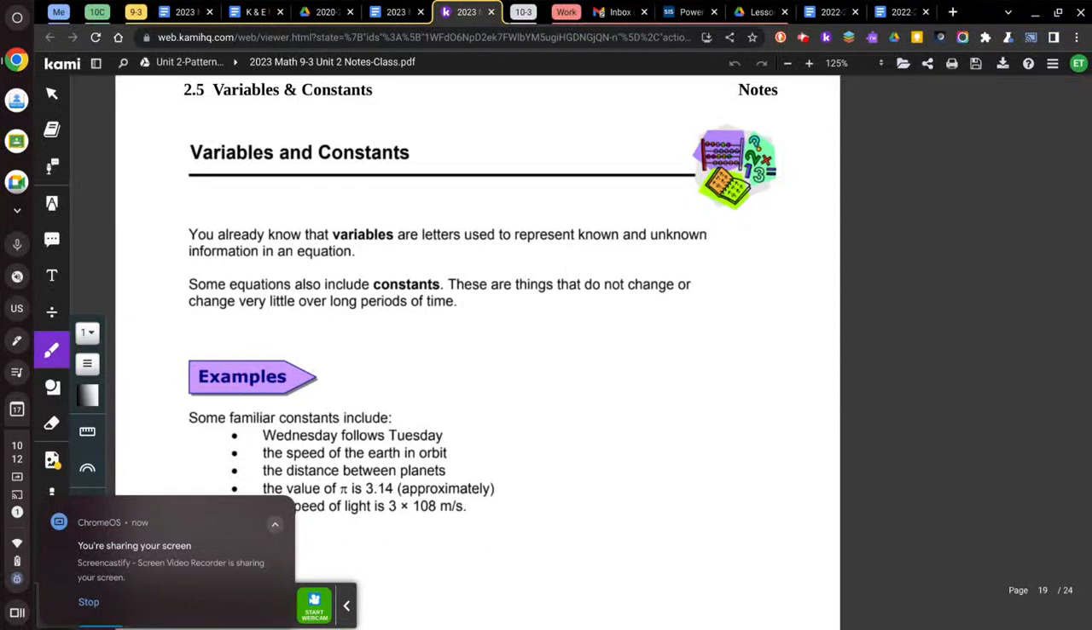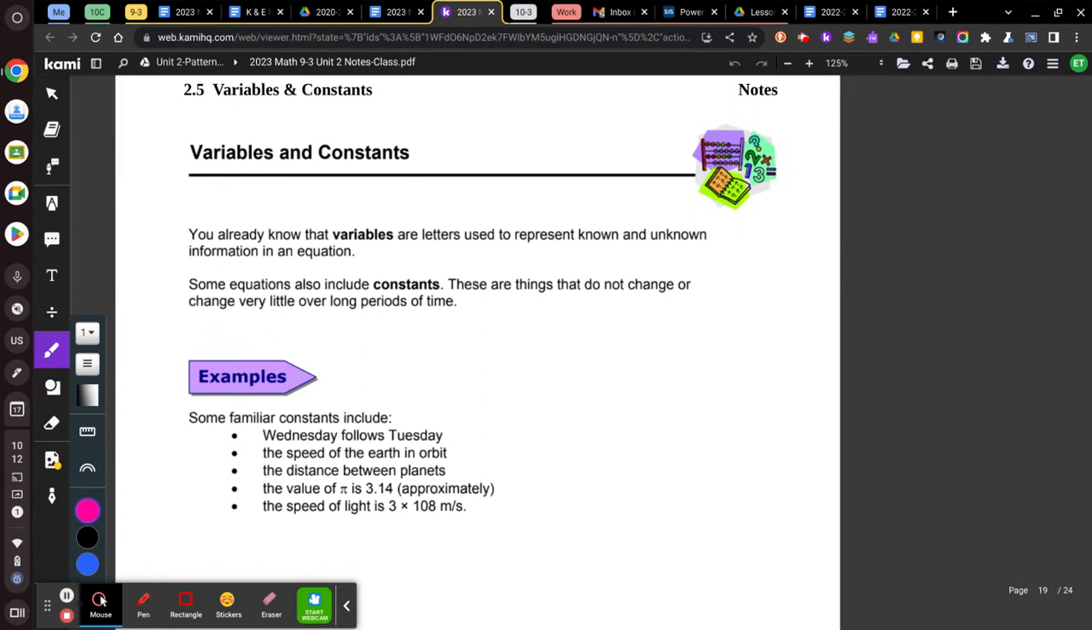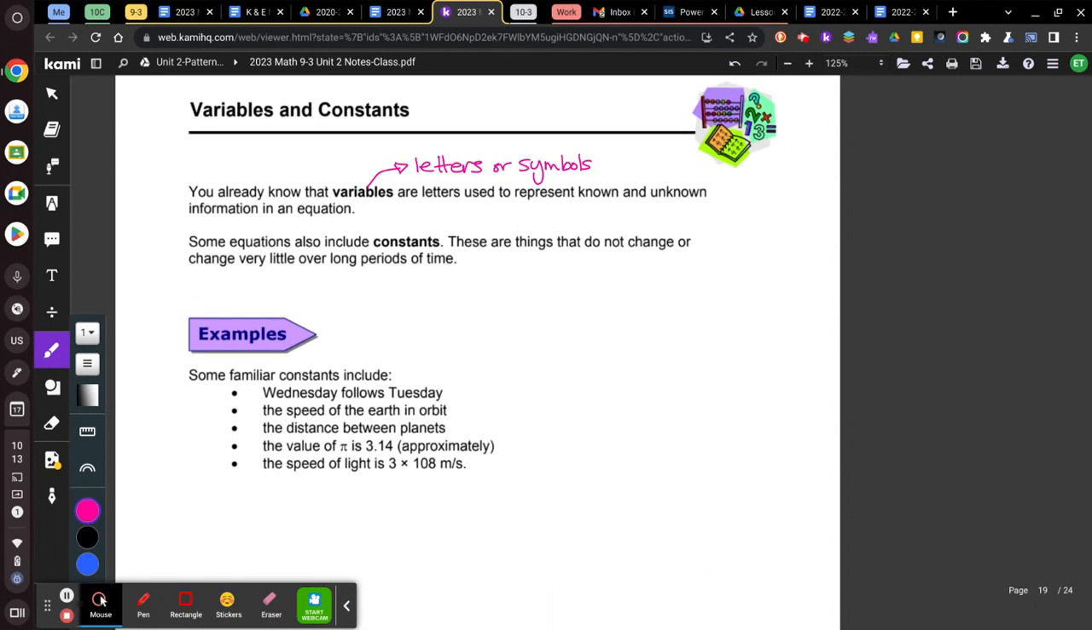This is lesson 5 in unit 2, variables and constants. So we already know that variables are used to represent unknown information. The variables can be letters or symbols, just like the symbol pi. It says some also include constants. Constants are things that do not change, or they change very little over time.